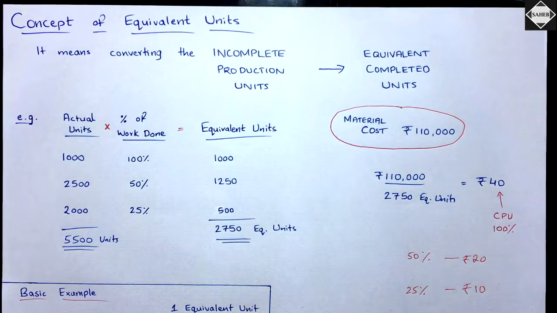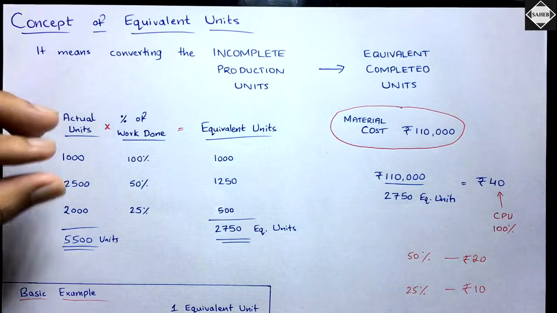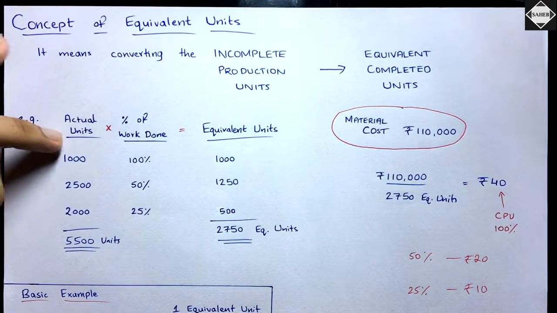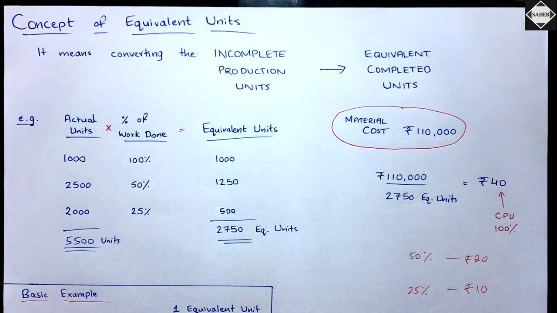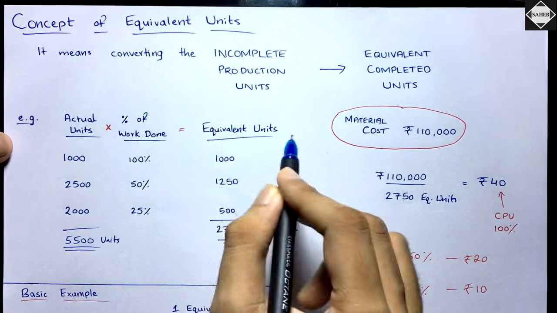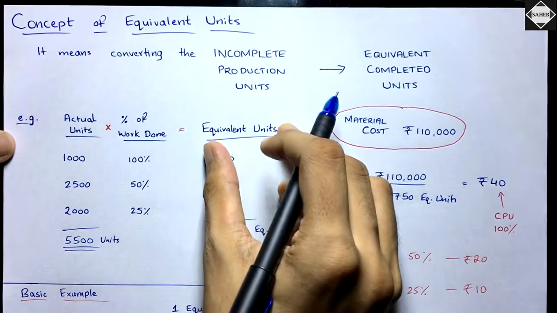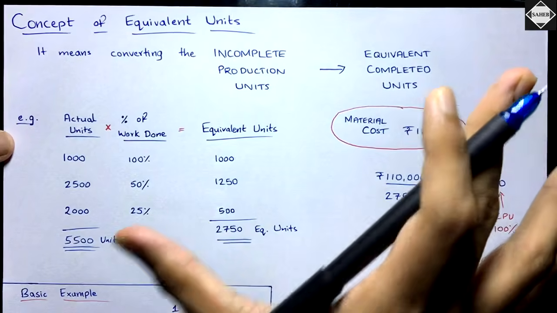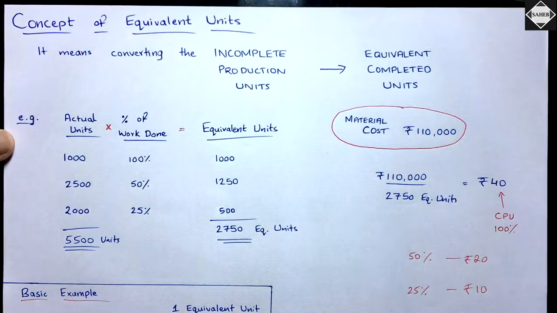Okay, that's all we do. We take the incomplete production actual units, how much you are working on, and then you multiply that with the percentage of work done. You will get equivalent units, these imaginary units which we will use only for the calculation purpose. Okay, that's all. Let's take an example to understand this.